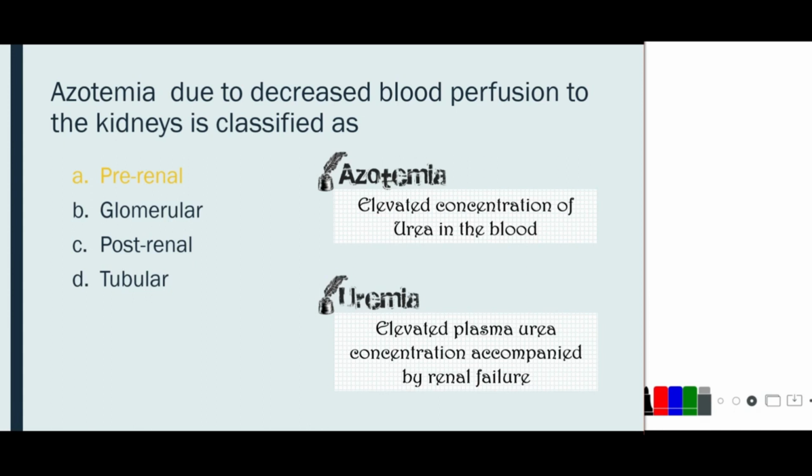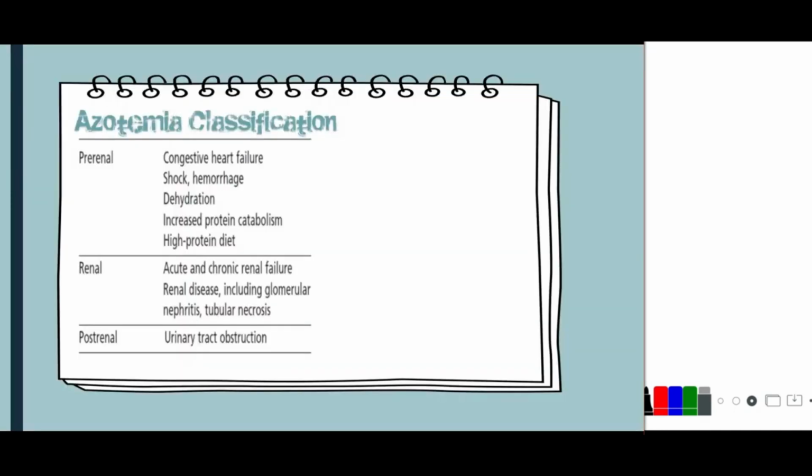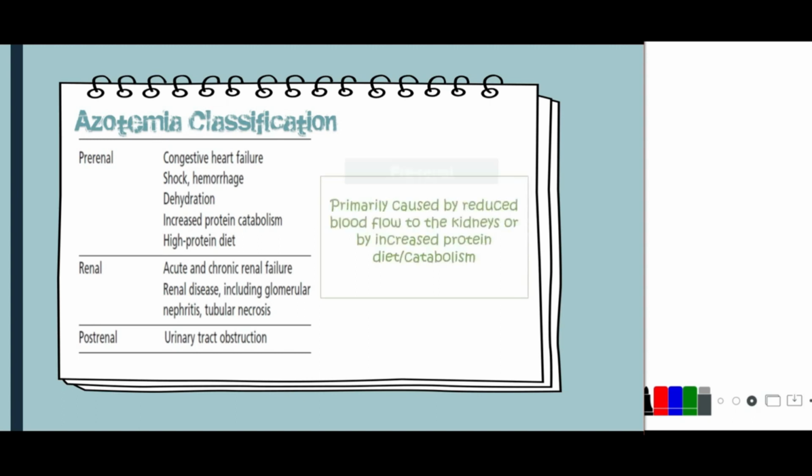So let's have here the classifications of azotemia. Classification of azotemia will be based on the cause of azotemia. So we have pre-renal, renal, and post-renal. Pre-renal azotemia is primarily caused by reduced blood flow to the kidneys or by increased protein diet catabolism. Remember that your BUN is an excretory product of protein catabolism. So it is but normal that your body tries to eliminate it through delivering that blood towards the kidney to be filtered by kidneys and again eliminated out from the body.